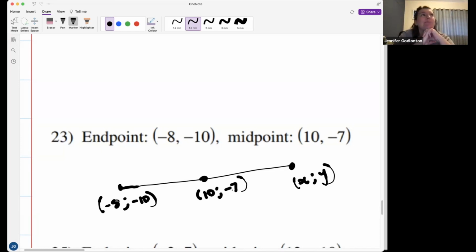And if you know your distance formula, you'll be good. With your midpoint formula, you'll be golden. Don't worry. Just trust yourself.